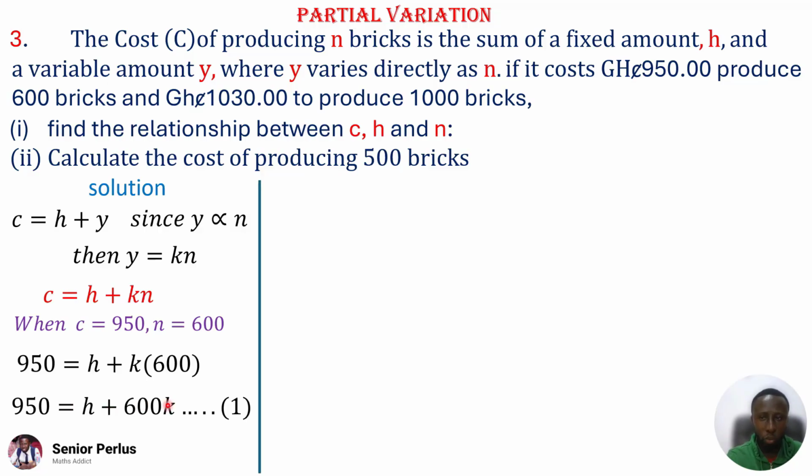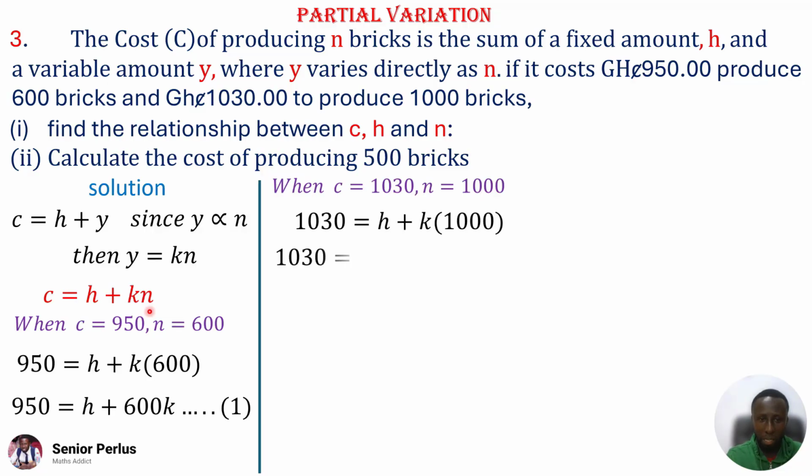Then the next one, we're given 1030 Ghana cedi to produce 1000 bricks. So C is the cost and N is the number of bricks they produce. You just substitute this into the equation. You are given C, and you are given the N. So just substitute it in there. Let's make it nice. Then this one becomes our equation 2. So then let's solve this simultaneously.